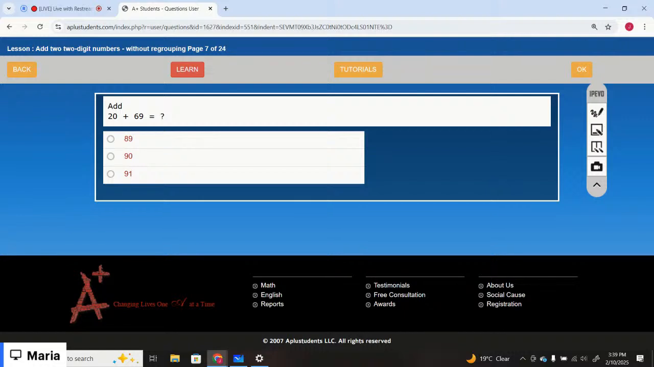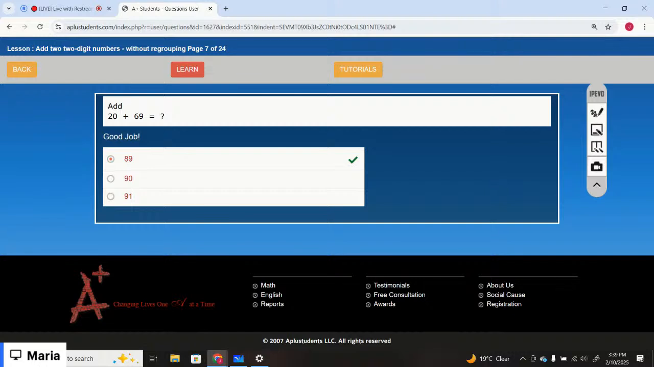Sixty plus 29, which is the correct option? That is 89. Option number 1 is the correct option.